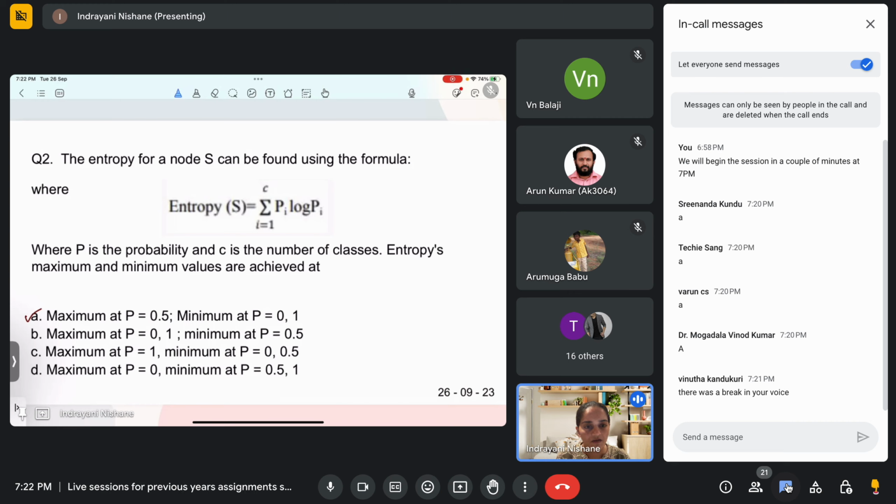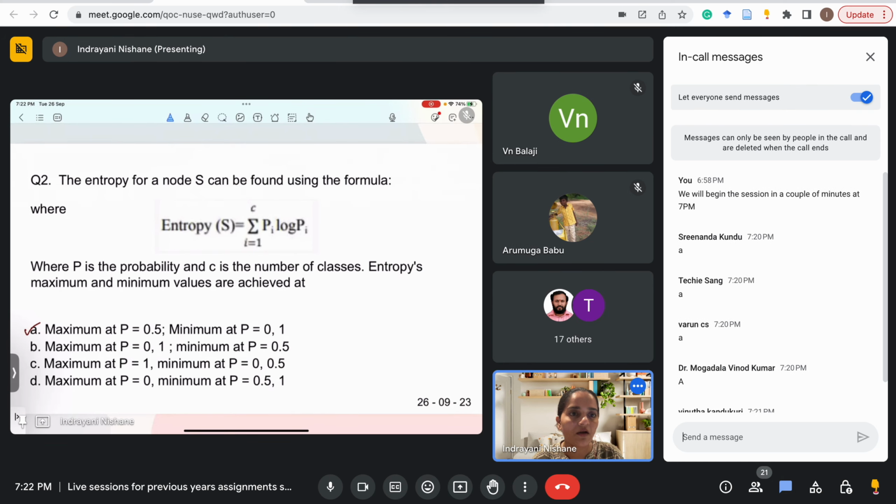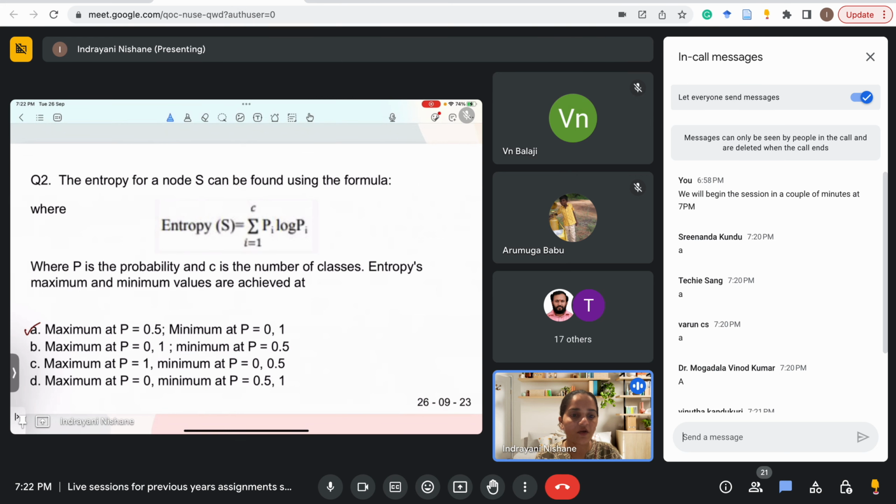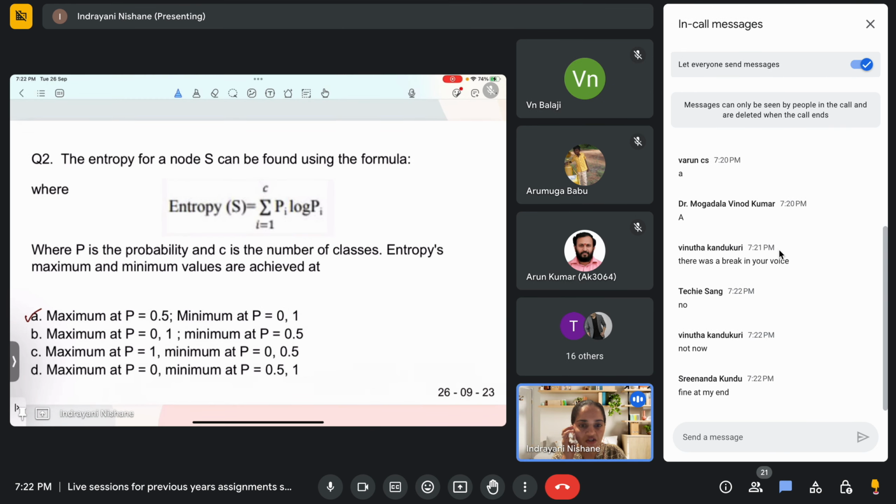Okay, Vinuta is saying there is a break in my voice. Is it for everyone? My internet connection seems fine. If it is for everyone, I will try to change the internet source. Okay, it's not now. Okay, fine, so let's move on. Let's not discuss this anymore. If there is any problem, please let me know in the chat box. I will try to change the internet source.